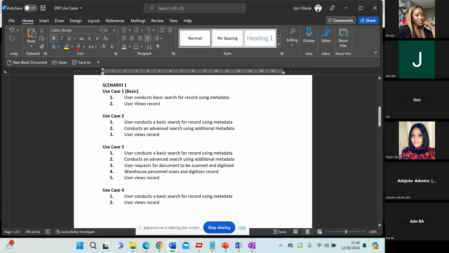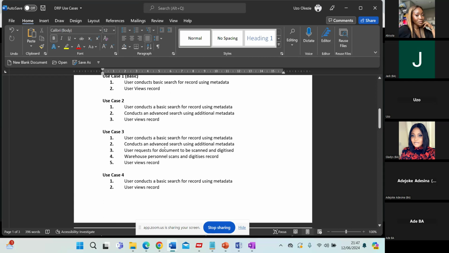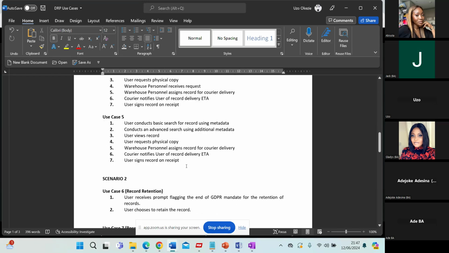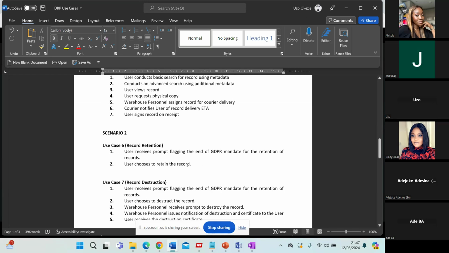The next one, you do a basic search. You didn't find it the first time. You use an advanced search for adding more information or metadata. You find it. The third one, you do a search and you don't find it, or you find that it's still a paper copy, then you put in a request for it to be scanned, and then the warehouse personnel scans it and gives it to you. So these are all different use cases.